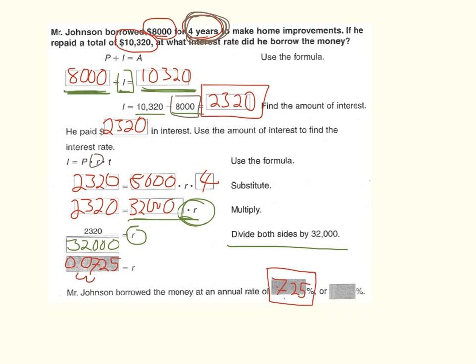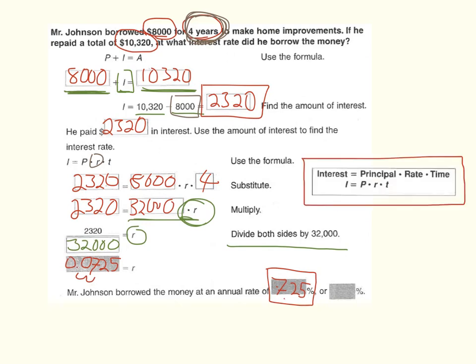So that's a lot of steps, but just remember, everything comes down to this formula. Interest equals principal times rate times time. The amount you put in times the interest rate times the time that it's in for will give you the interest you have to pay. Hope this helps.